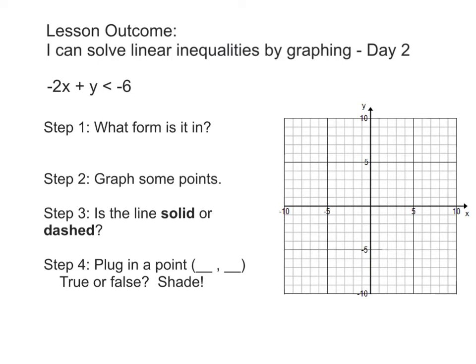First of all, step 1, what form is it in? It's best to know what form your inequality is in so that you're ready to graph it. Step 2, graph some points. And we're going to get those points from knowing what form it's in, and we're going to use our normal methods for that. Step 3, is the line solid or is it dashed? Remember, that is dependent on this sign right here. The inequality sign tells you if it's dashed or solid.